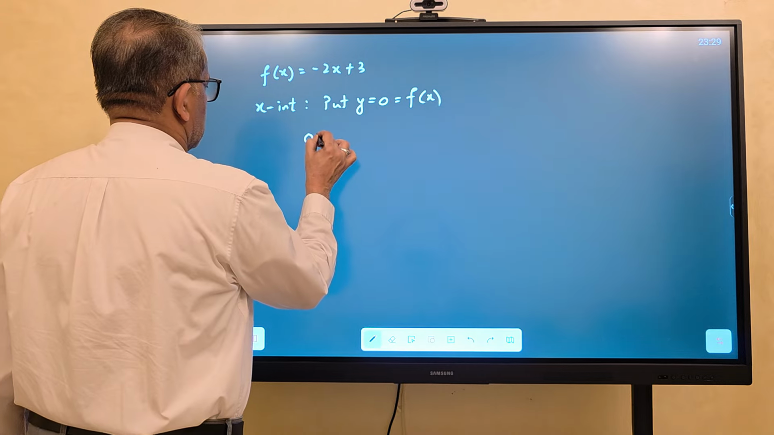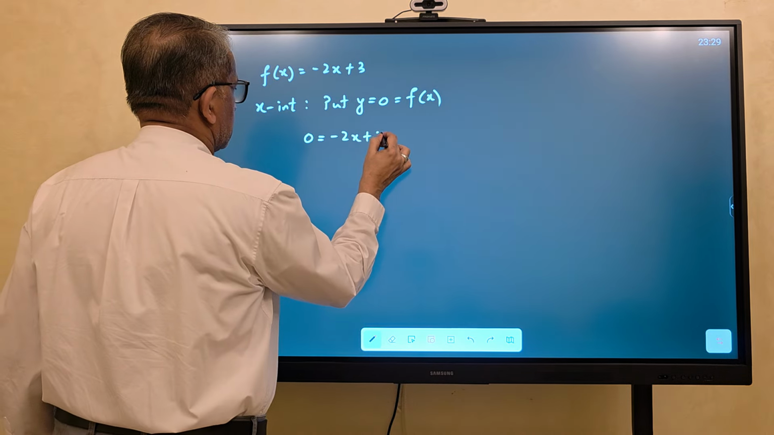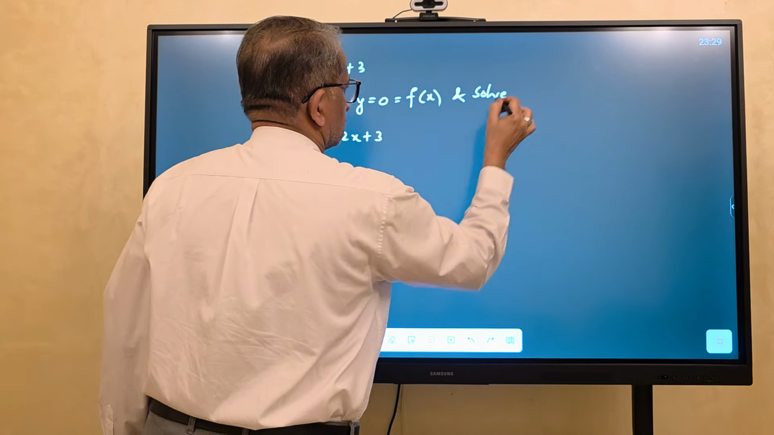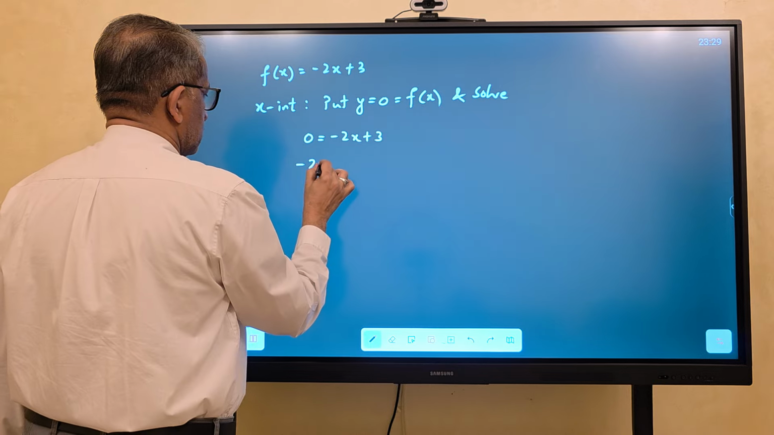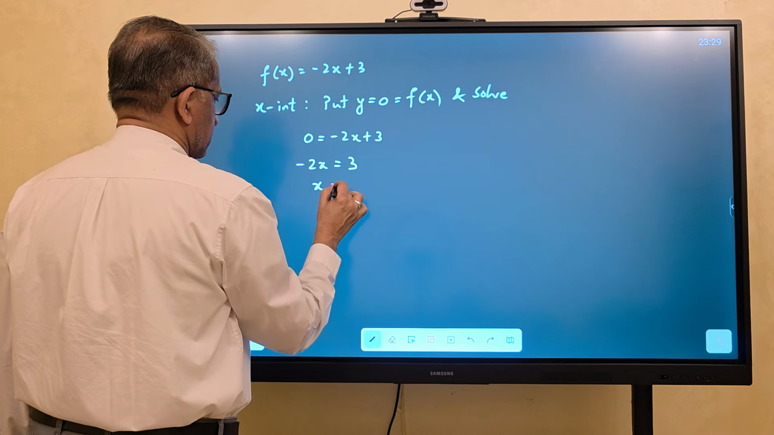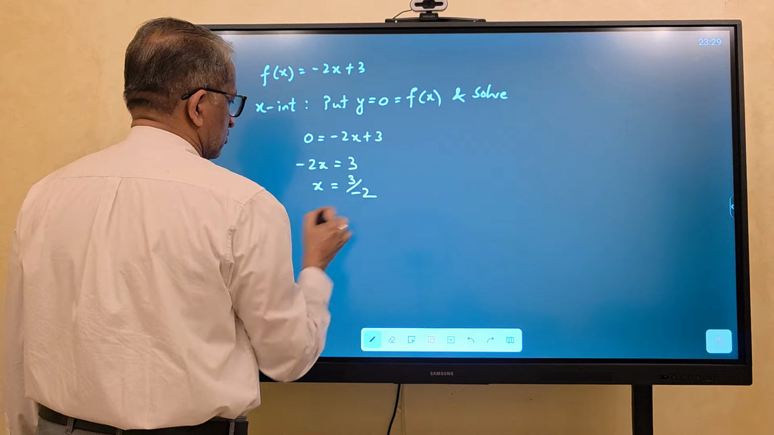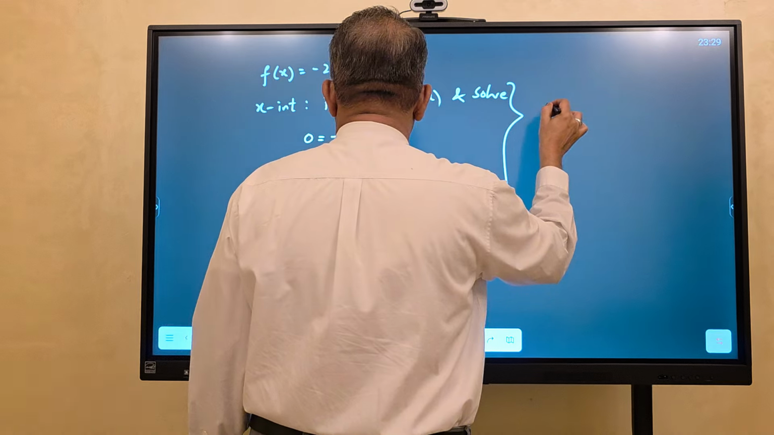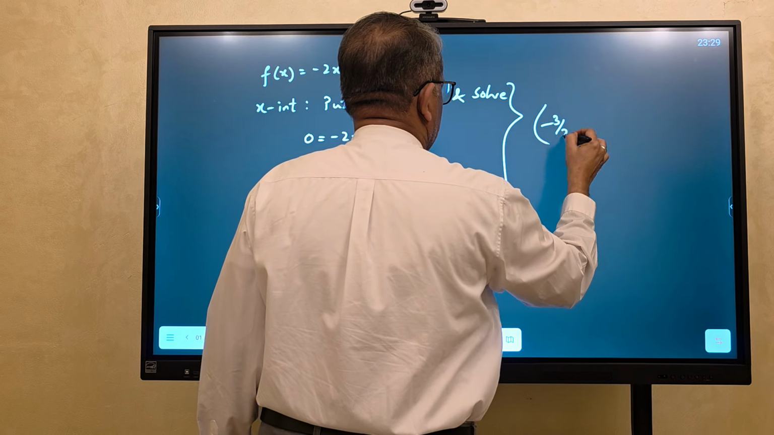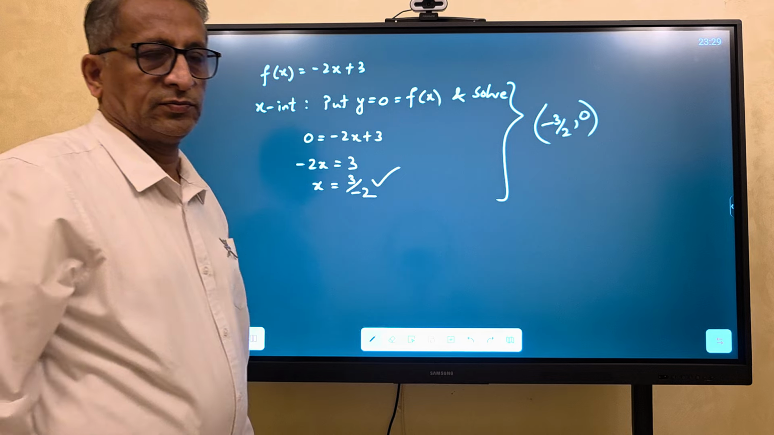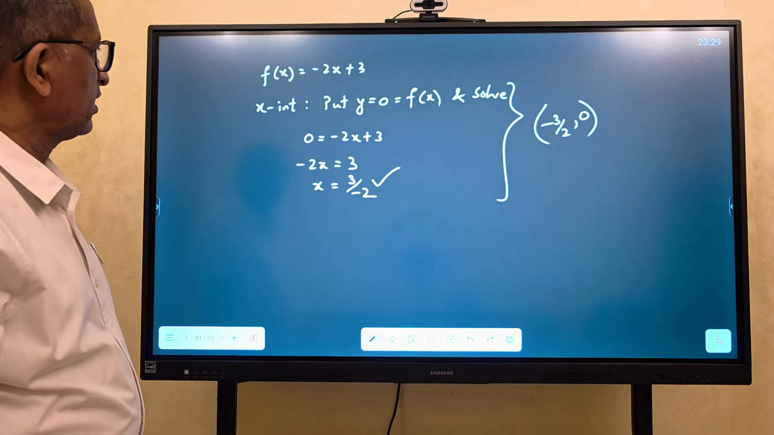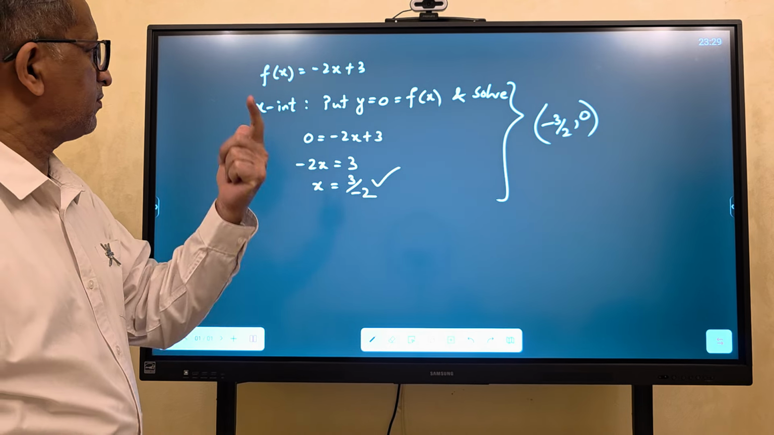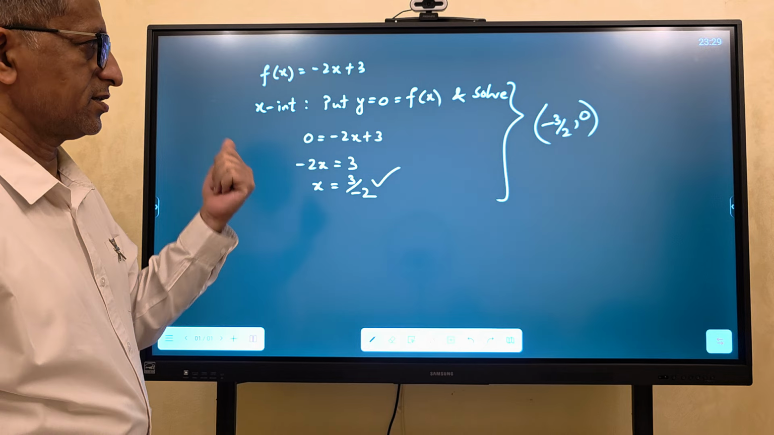What happens? 0 equal to minus 2x plus 3. Put and solve. So solve this. Minus 2x equal to 3. So x is equal to 3 by minus 2. So this is the x value. So what is your x-intercept here? It is minus 3 by 2 comma 0. So this is how we find the x-intercept. We found the slope, we found the y-intercept, and now we found the x-intercept.